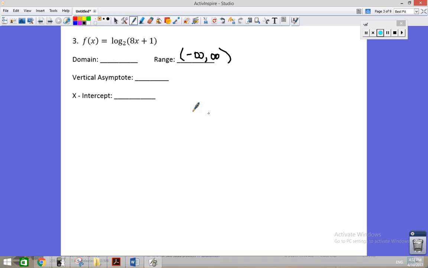Now, to determine the domain on these transformations, I'm starting to get more than one transformation. Just take that argument, 8x plus 1, set it equal to 0, and solve for x. And divide here by 8. We don't have a negative sign in front of the x, so we don't have a reflection across the y-axis. This log function has the plus 1, which is actually a shift to the left 1, and then the 8 is actually a horizontal shrink.